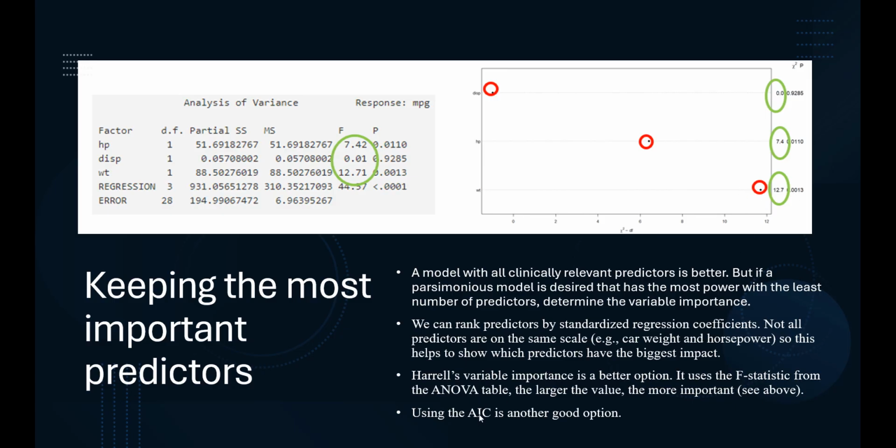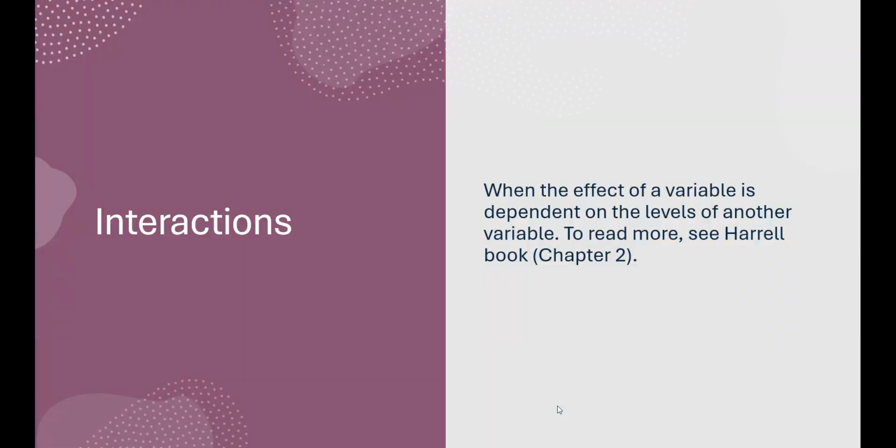And using the AIC is another good option. The AIC is the Akaike information criterion. The lower the value, the better. So that's another good option. And so now we're going to look at interactions.